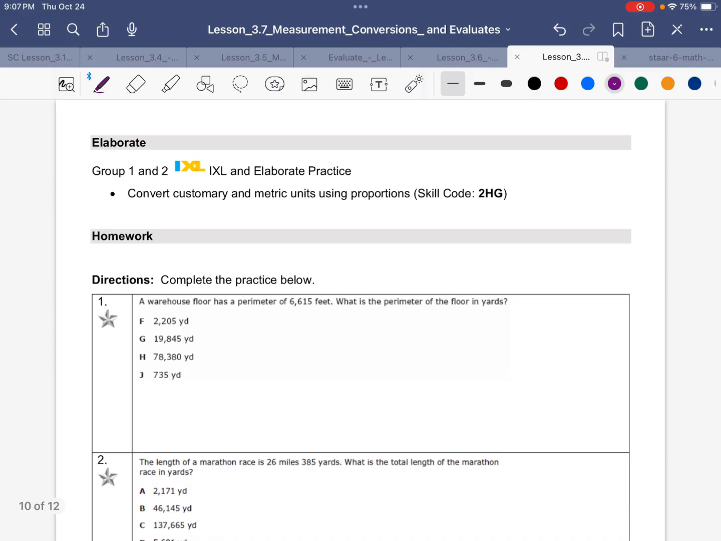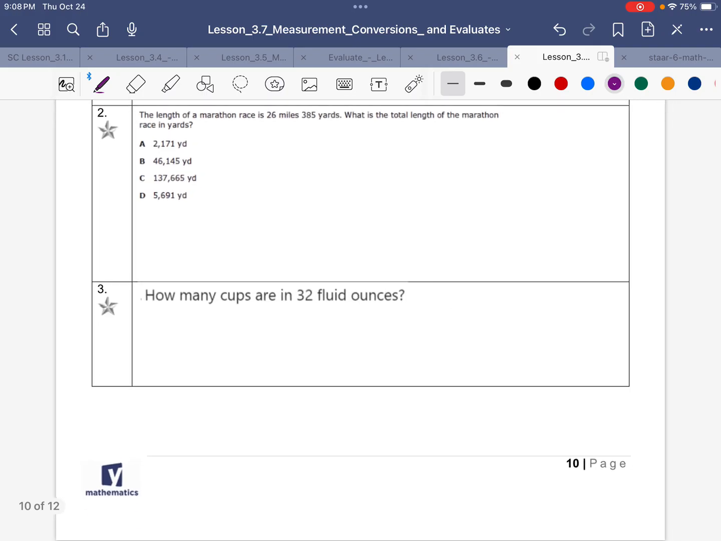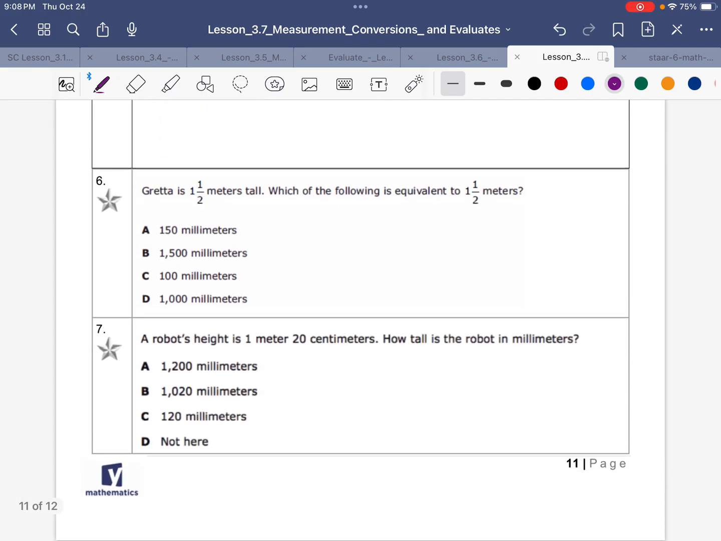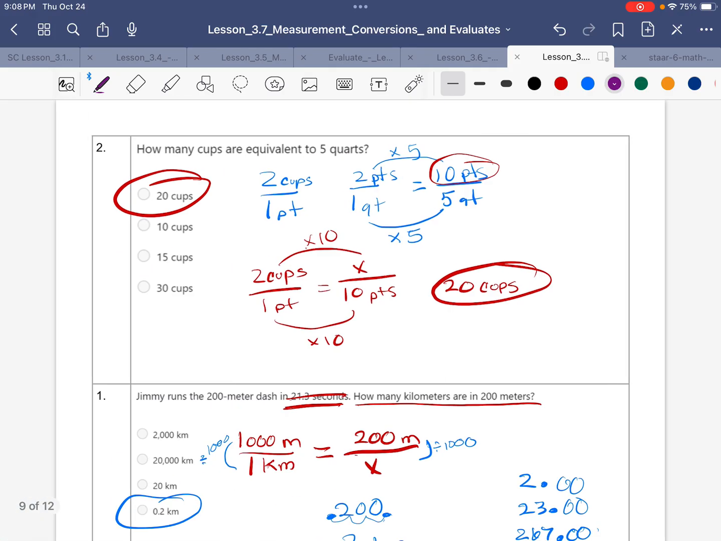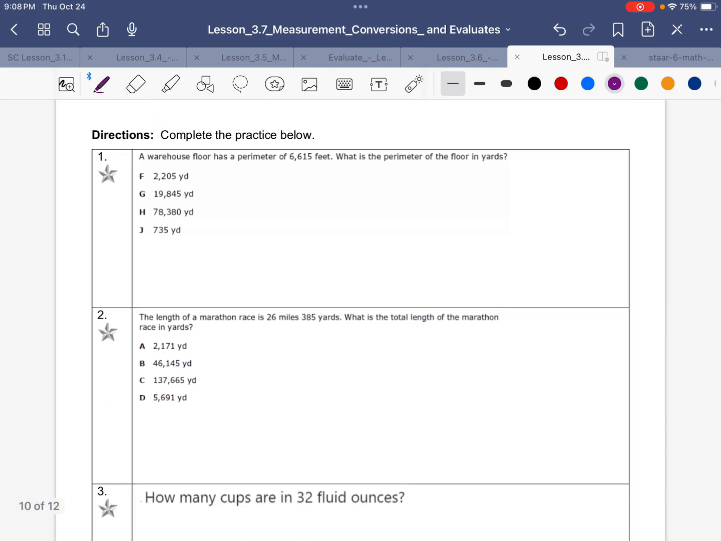So now, you are going to do some iExcel, but I want you to finish up your homework section first. And you can work on iExcel at home as well. So finish up your problems here. So we have 1, 2, 3, 4, 5, 6, 7, 8. You got 8 problems. So let's knock them out.